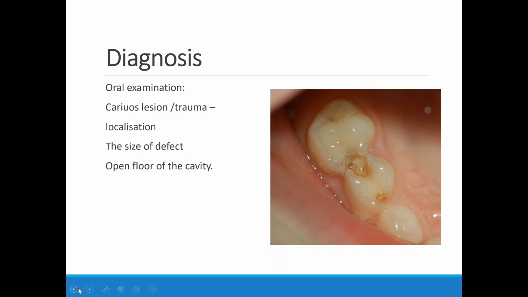So, of course, after that we should perform oral examination, and we can see that the pulpitis developed after a caries lesion or after acute trauma. Localization, the size of the defect, and whether the bottom of the cavity is open. It's very important because, again, I repeat once more, it's a differential diagnosis, very important, whether the bottom of the cavity is open or not.